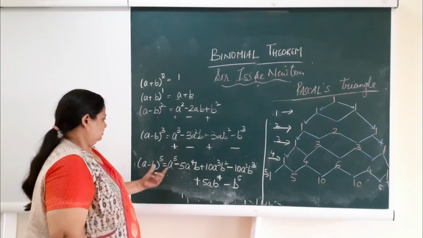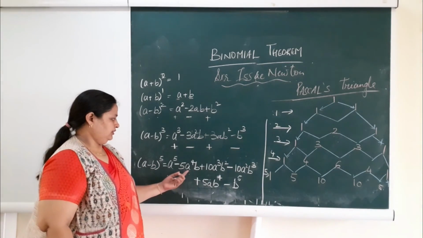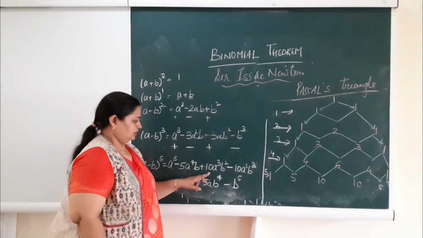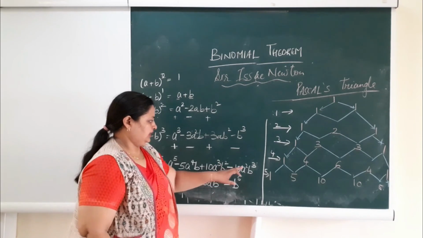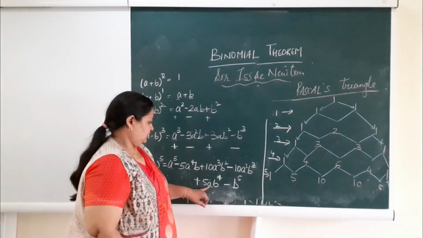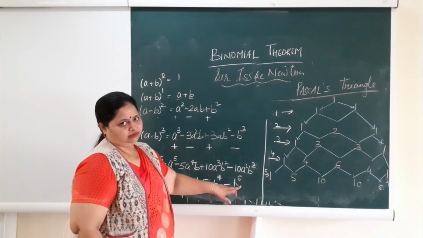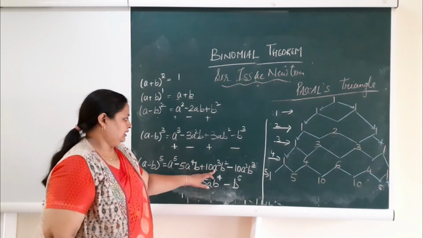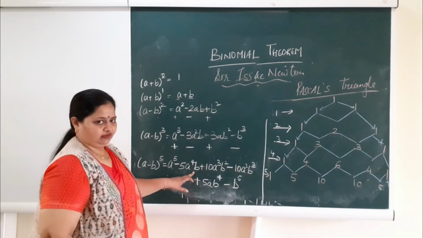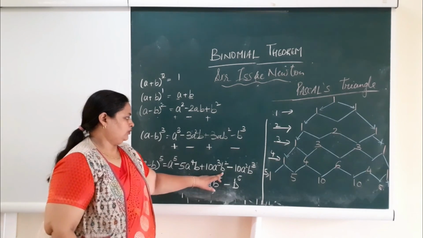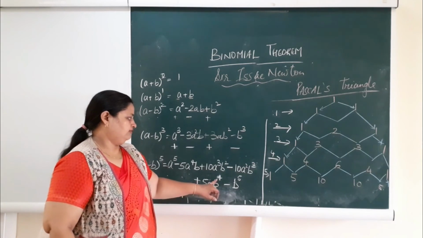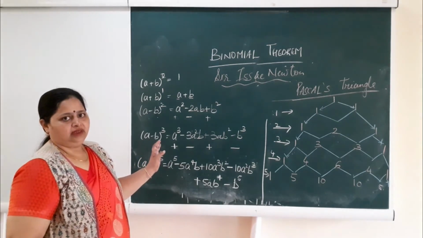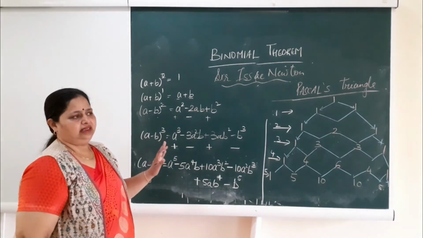Now let's check the power of each term. First one is a^5, then a^4 b, the sum of powers is 5. Then a^3 b^2, again it is 5. a^2 b^3 is 5, a b^4 is 5, and b^5 is also 5. Now see, a raised to 5, then a^4, a^3, a^2, a, and the power of b is increasing: b^2, b^3, b^4 and b raised to the power 5. I hope this is clear to everyone.